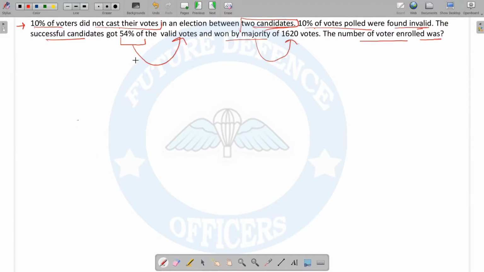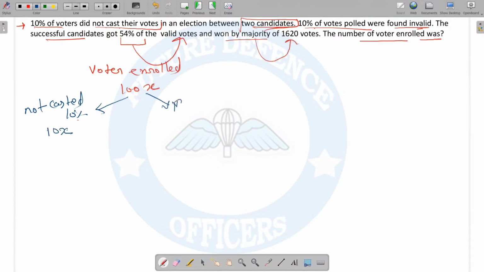Let me write this: number of voters enrolled, 100x. Next, 10% did not vote, so let me write not casted. 10x has not casted, so how many votes have been polled? 90x. Polled votes is 90x.